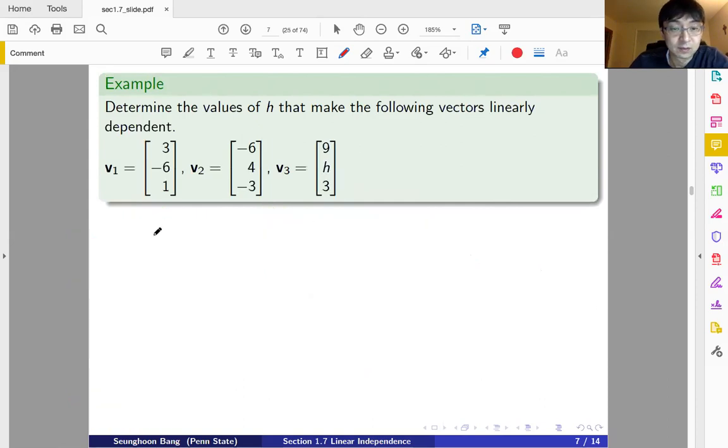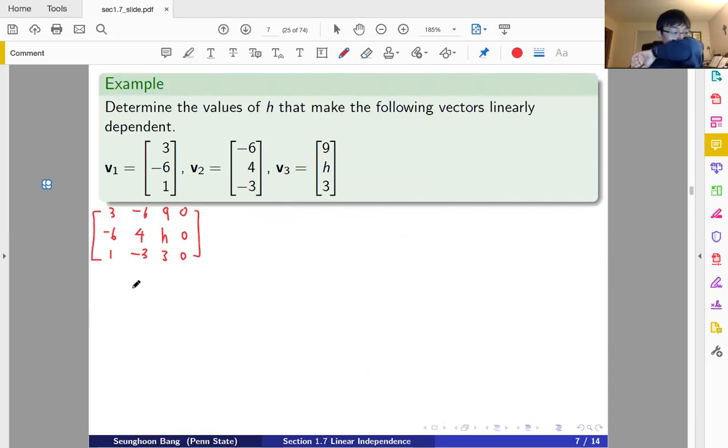The next one is similar. You can change it to the augmented matrix. How do we change it? Like this. So we have 3, -6, 1, -6, 4, -3, 9, h, 3. You can change it to this one, and 0, 0, 0, sorry. So this is the augmented matrix. We need 0, 0, 0.